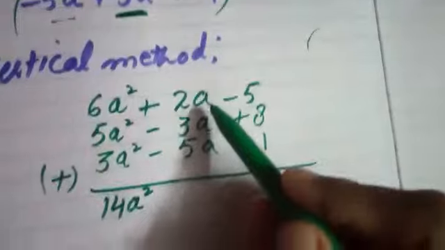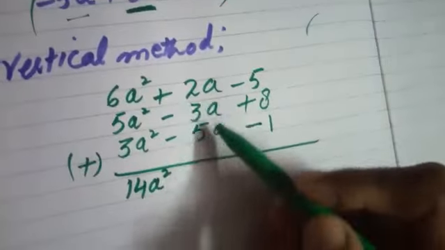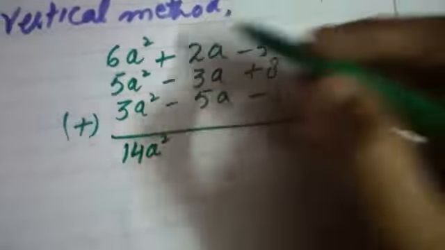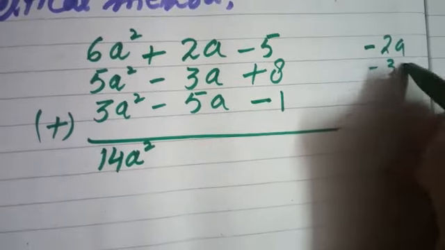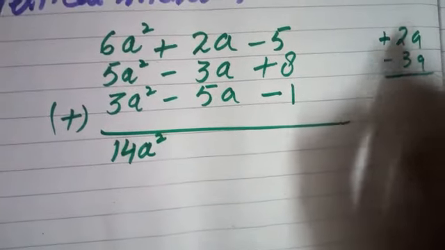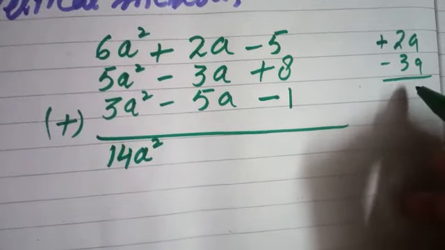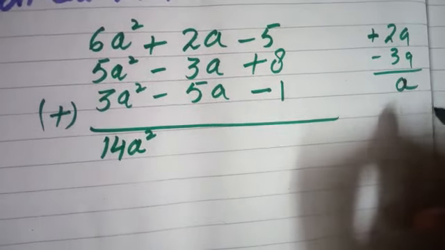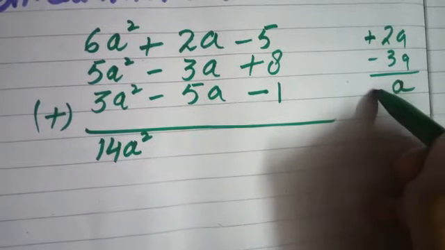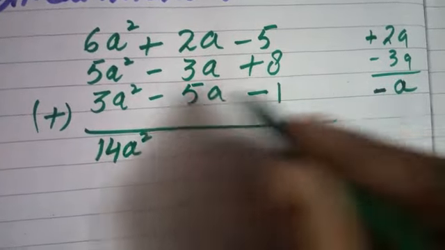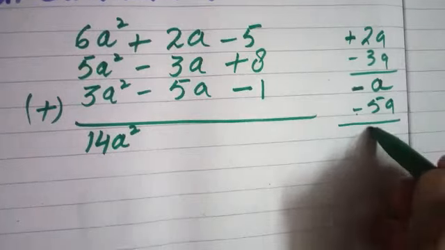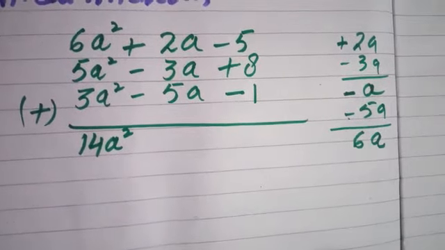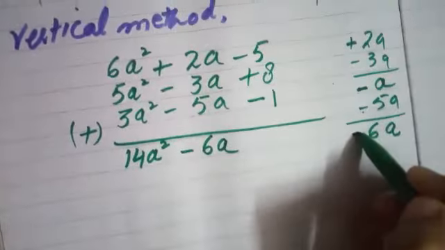Let's check it. These are like terms of a. So 2 is positive, 3 is negative. So 2a and minus 3a: take the minus sign of the greater number. Subtracted, we are having 1a, only a, and the sign of the greater number. And I have to add 5a. It will become what? Minus plus 6a.